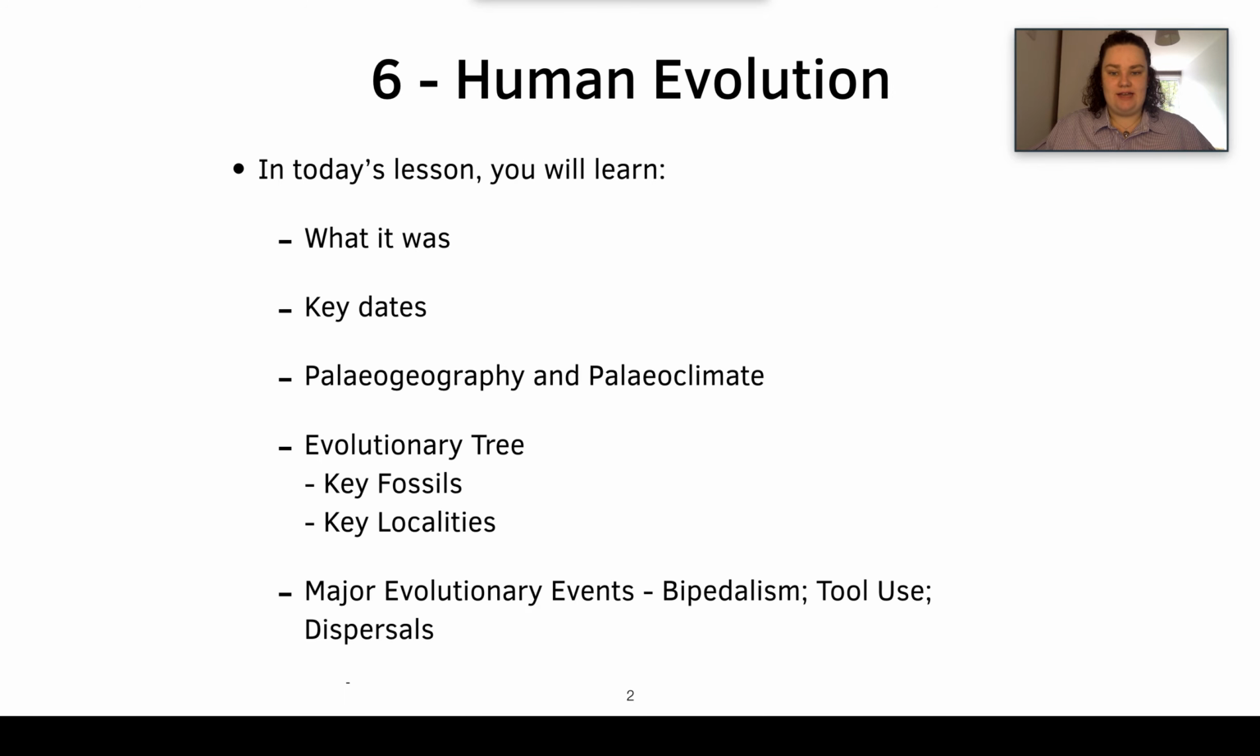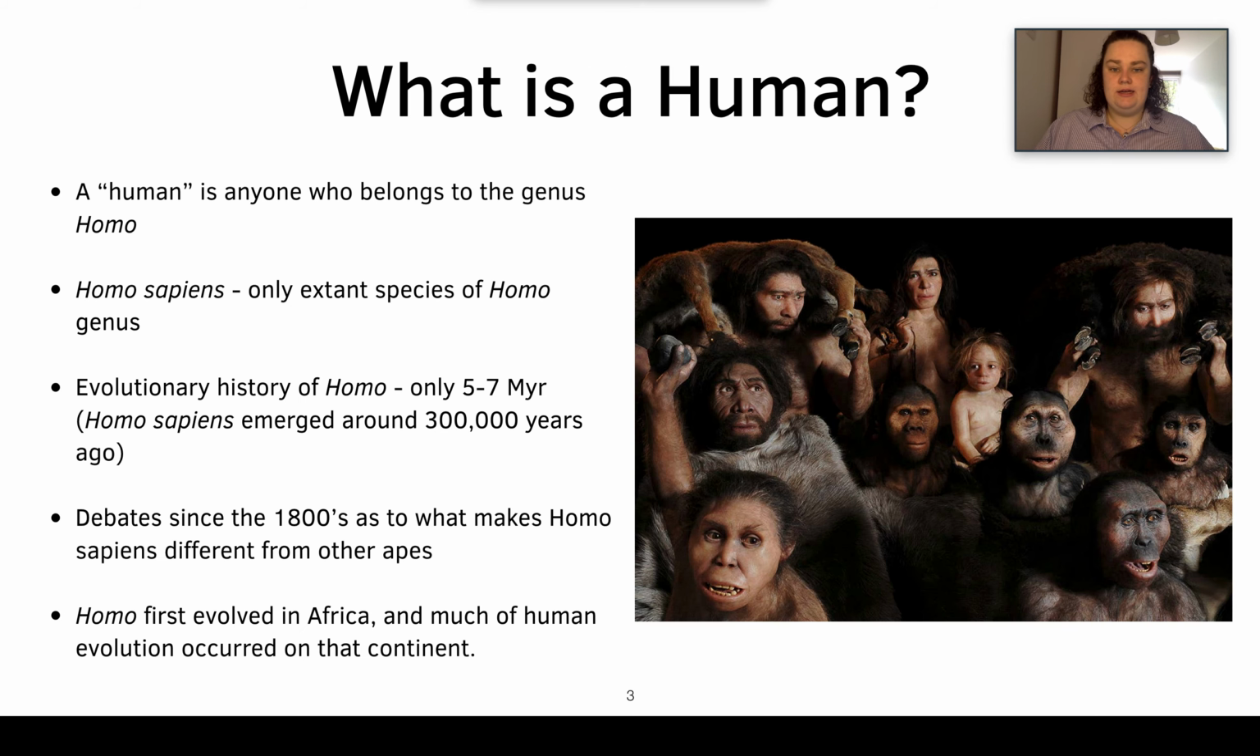So in today's lecture you will learn what our evolution was, key dates, paleogeography and paleoclimate, and the evolutionary tree of humans. That's the one that we will be focusing on more today, and within that we look at key fossils and key localities and major evolutionary events such as bipedalism, tool use, dispersals, as well as increased brain size. So let's get to it.